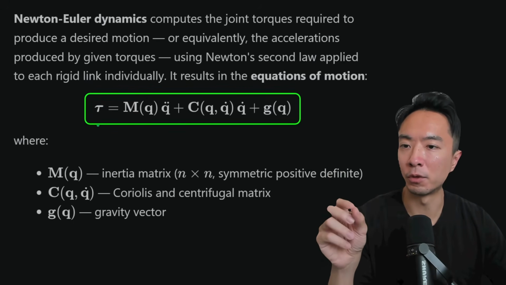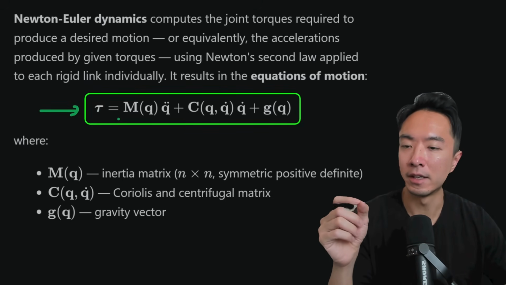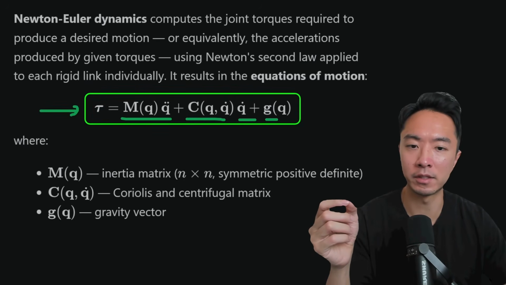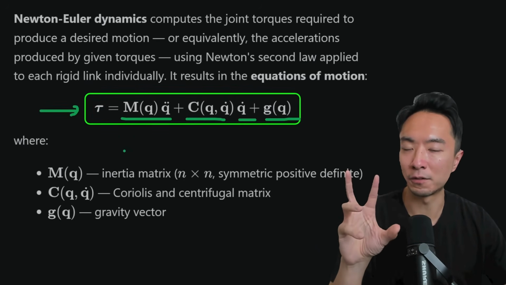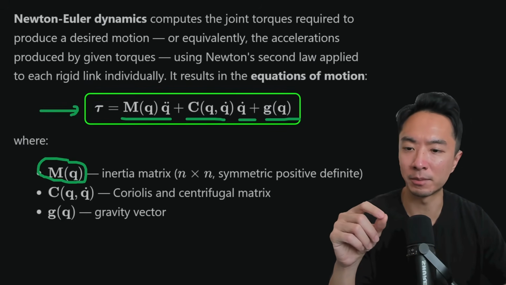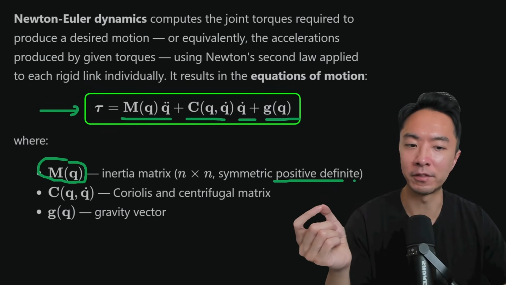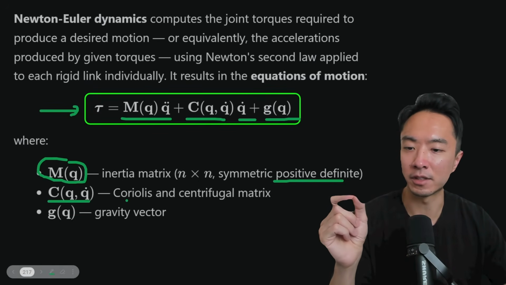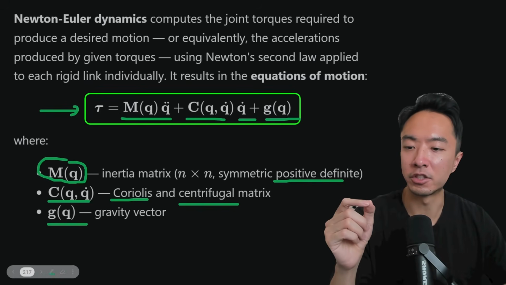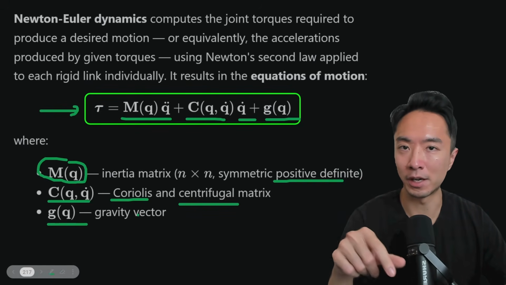So the typical form of the equation is going to look like this right here. So tau is going to be M(q) q double dot + C(q, q dot) + G. So these are different matrices. M is going to be called your inertia matrix, sometimes also called the mass matrix. It's going to have the property of being positive definite. You also have the C matrix. This is called your Coriolis matrix, and the centrifugal. And then the G is your gravity vector. So this is the part that's affected only by the gravity component.